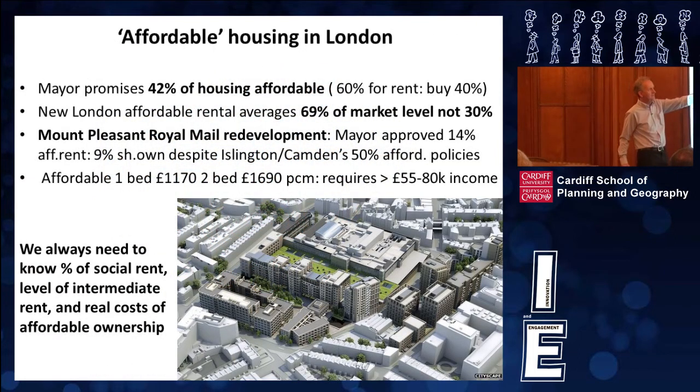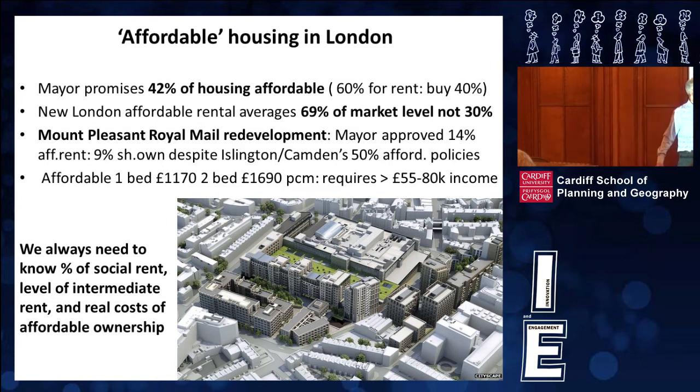The affordable housing situation is even more problematic because the average affordable is 69% of market rents, not 30%. That's what's been achieved so far. And we see it here in the Mount Pleasant Royal Mail development, where the mayor intervened and said, we're going to approve this development with only 14% affordable rent, 9% shared ownership, and we're going to ignore the borough's policy of 50% affordable. So here was obviously a privatisation project where the mayor took a tremendous step into the battle, really.